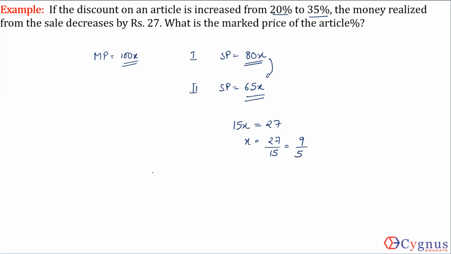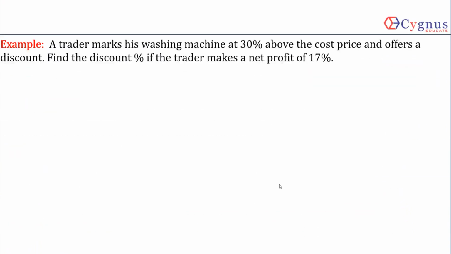And what's the question? Mark price. What was the mark price? It was 100x. So I'll put the value of x here. 100 into 9 by 5. This 5 will cancel it out 20 times. You get 180 rupees. So the printed price of the article becomes how much? 180. I hope this is clear.